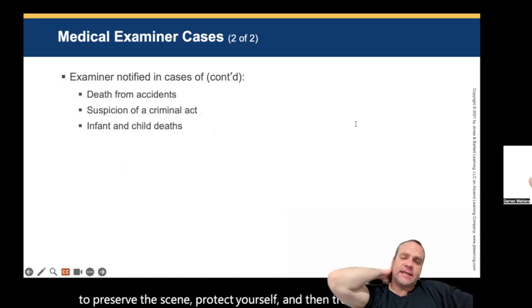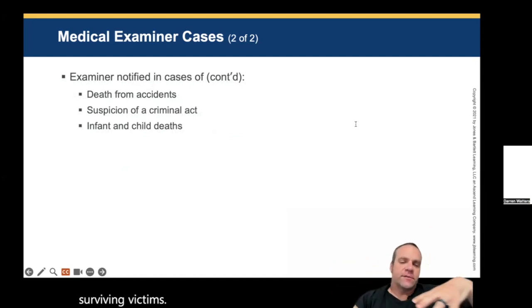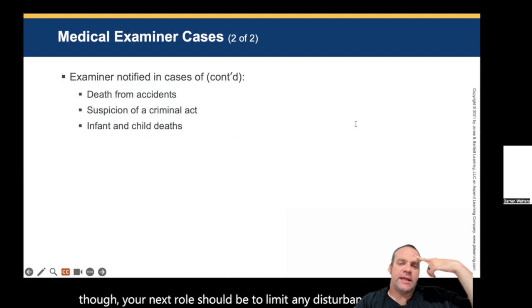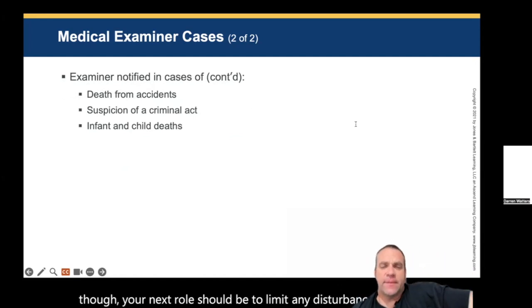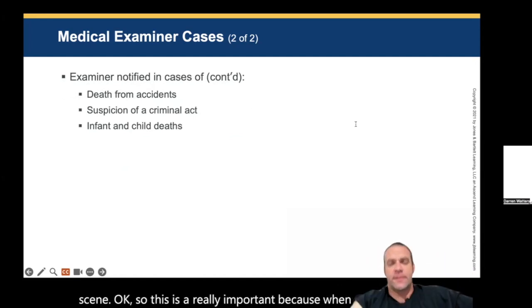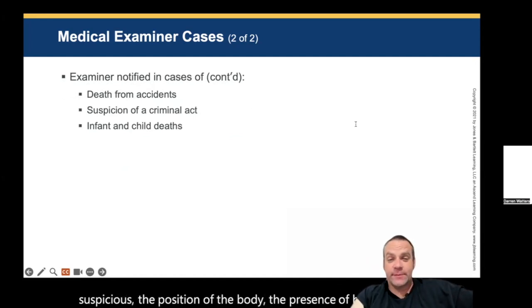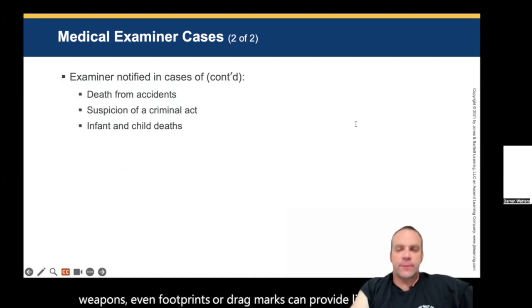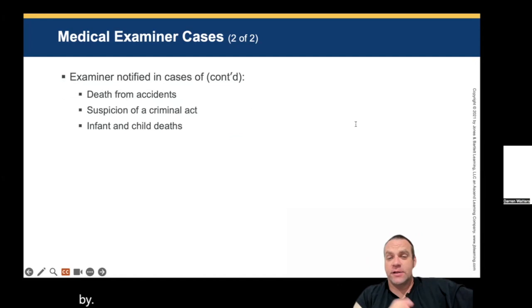Once you've identified the possible medical examiner case, your next role should be to limit any disturbance of the scene. This is really important because when a death is suspicious, the position of the body, the presence of blood or weapons, even footprints or drag marks can provide vital forensic evidence. So any unnecessary movement by EMS personnel could compromise a criminal investigation.